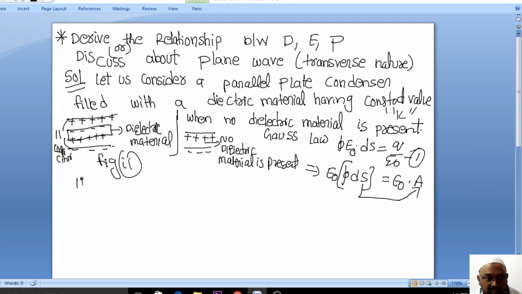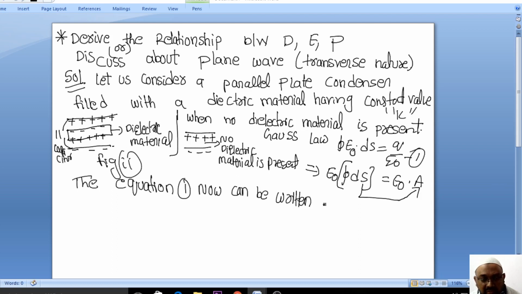Now equation 1 can be written as, slowly I am going, you should understand it. If you are not understanding, please let me know. E naught A is equal to q by epsilon naught. So what can you write here? E naught.